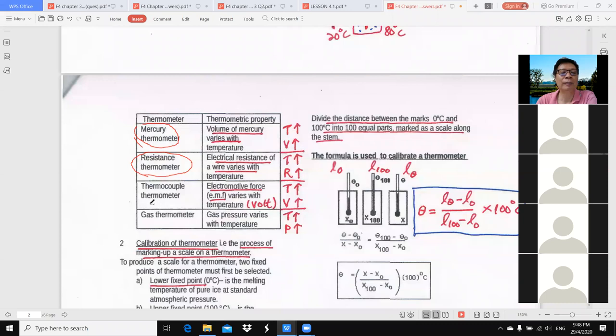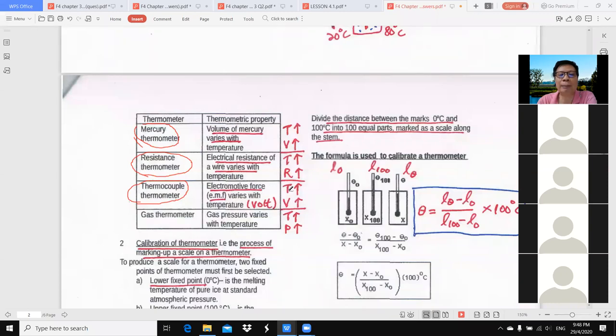Okay, but the thermocouple thermometer, same concept. They use electromotive force, EMF. Right now, you don't need to know what electromotive force is first. You can just assume it as voltage. The electromotive force, the voltage, varies with the temperature.